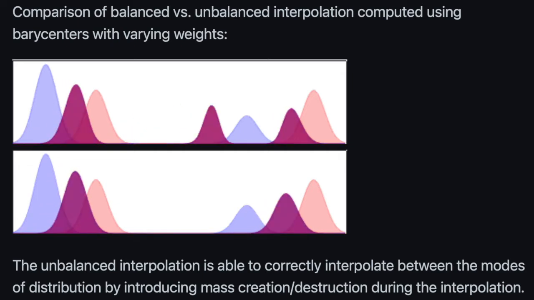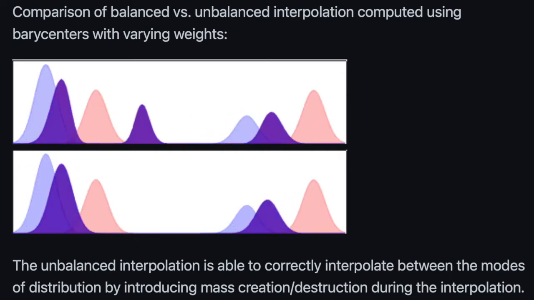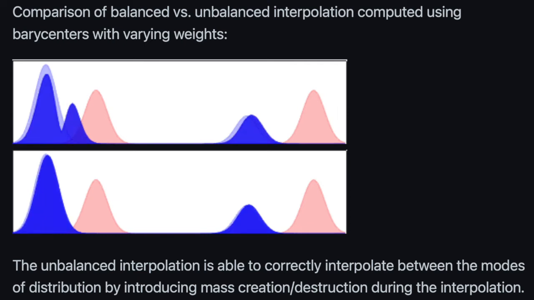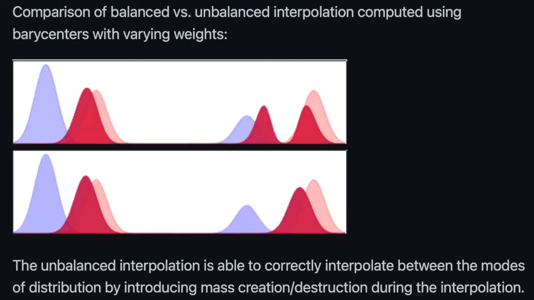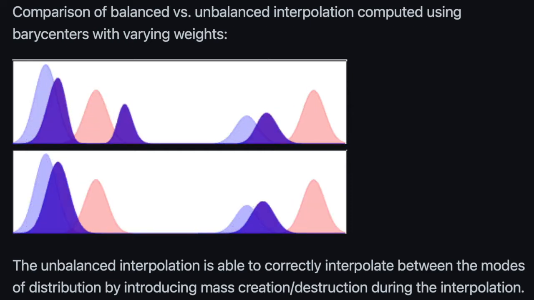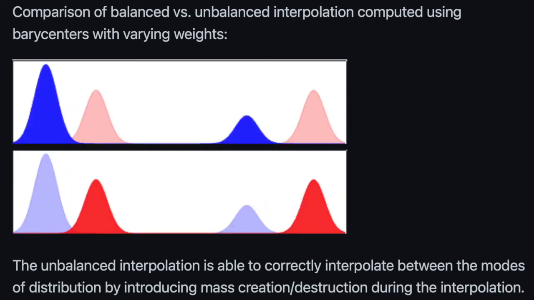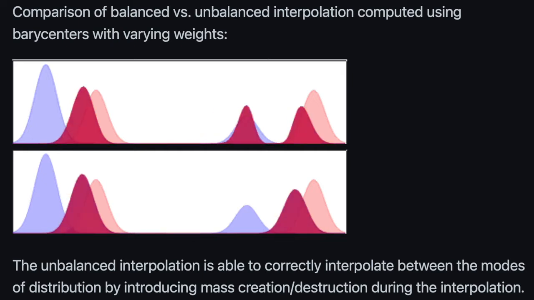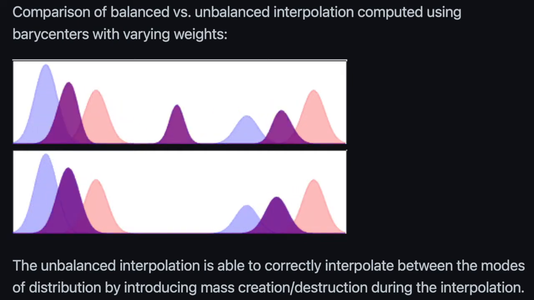Okay, so I'd like to repeat one point here because it might be a little bit confusing. While balanced optimal transport strictly requires the two distributions to have equal total amount of mass, unbalanced optimal transport can be applied whether the total mass is equal or not. So when the total mass is not equal, unbalanced OT still generalizes balanced OT by allowing mass to be created and destroyed locally.